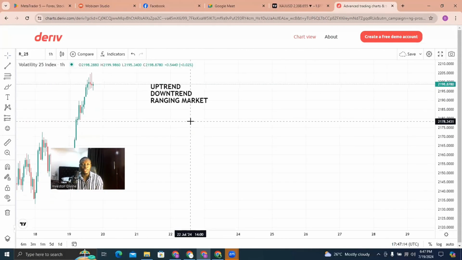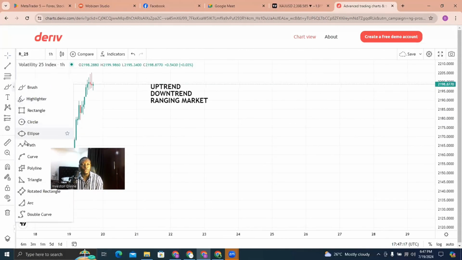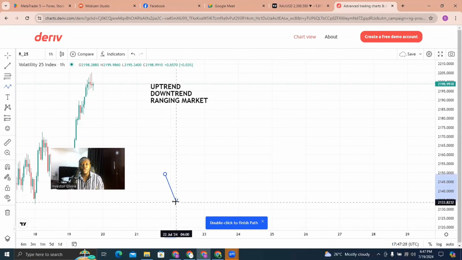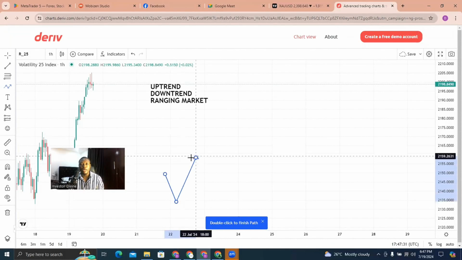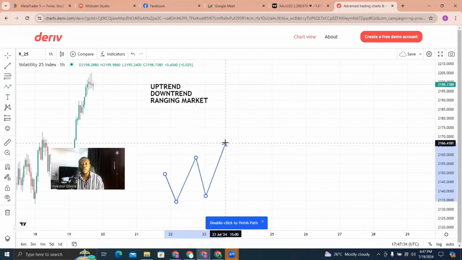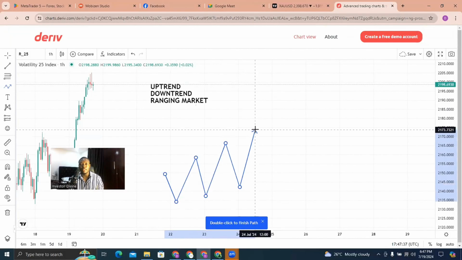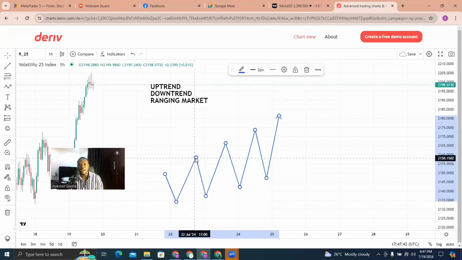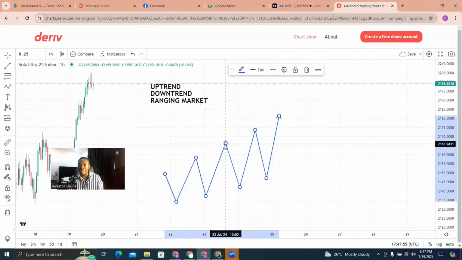Let me briefly explain what each of them mean using this tool, the parts tool. So when I say uptrend, the market is creating a series of higher highs and higher lows. This is just what the market will be creating for you. Take note of what I'm saying: higher high, higher low. The point where this recent high took out the previous high is called a higher high.